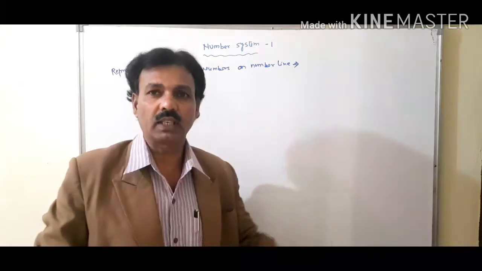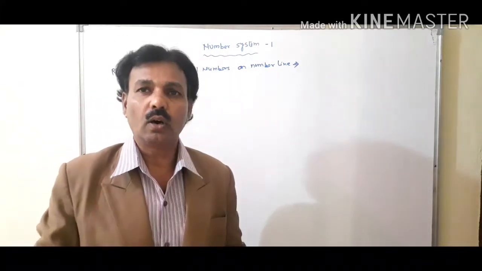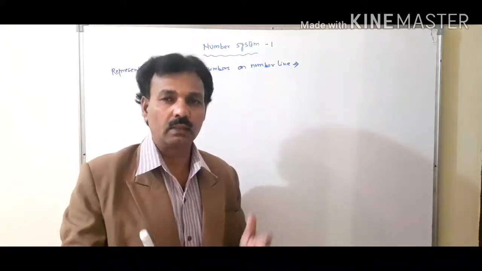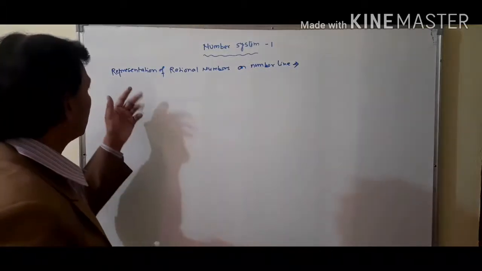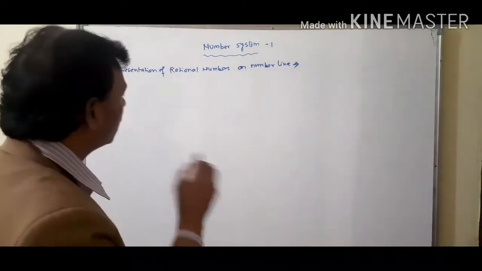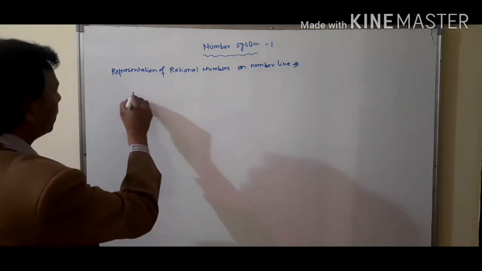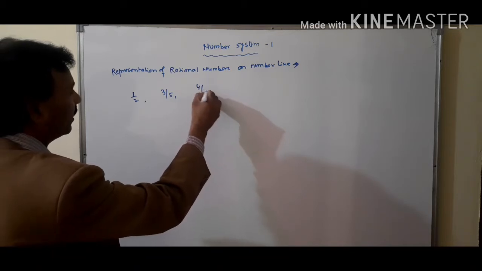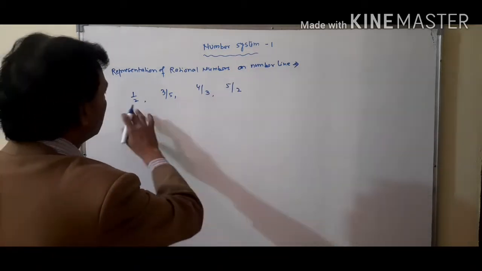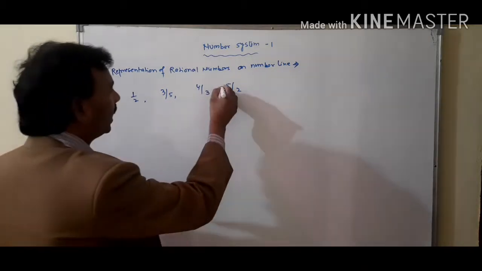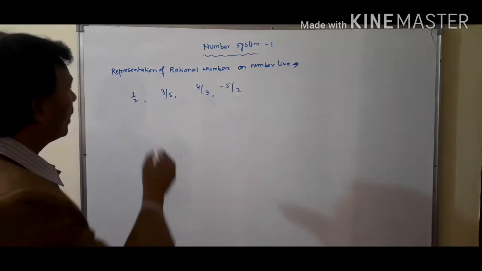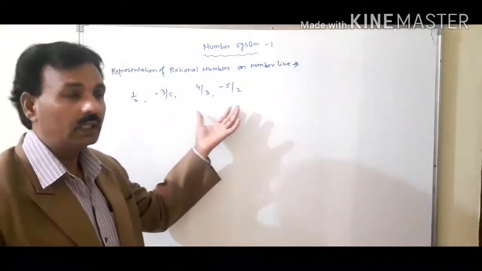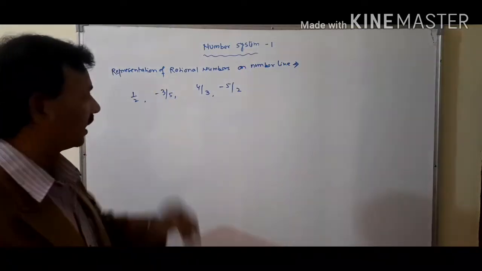In previous classes you have already studied how to represent natural numbers, whole numbers, and integers on the number line. Now we will discuss how to represent rational numbers on the number line. We take examples. Suppose 1 by 2, 3 by 5, 4 by 3, 5 by 2, minus 5 by 2, minus 3 by 5. These are some rational numbers and we represent them on the number line.